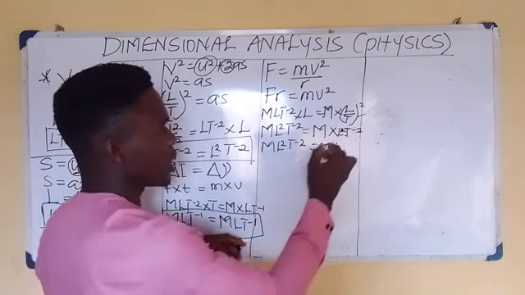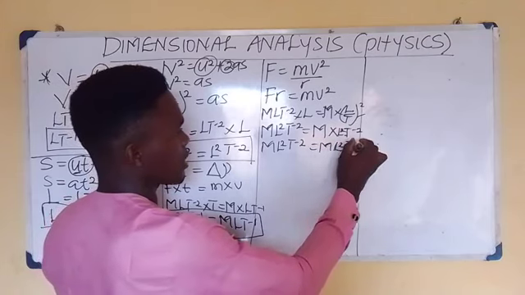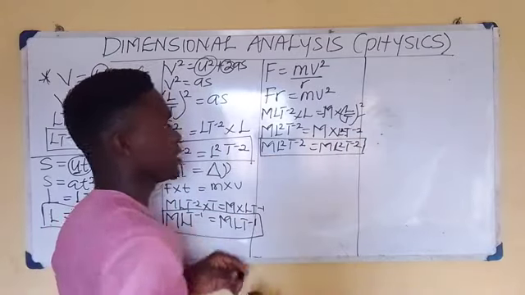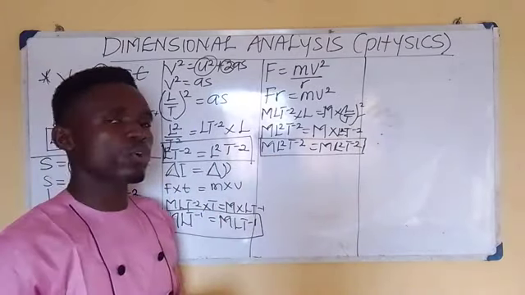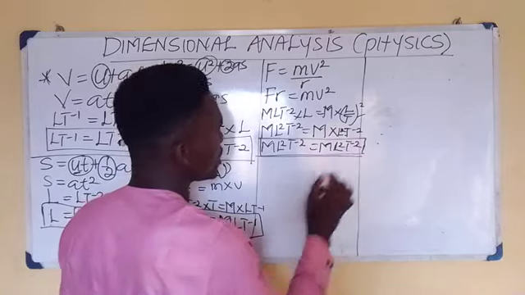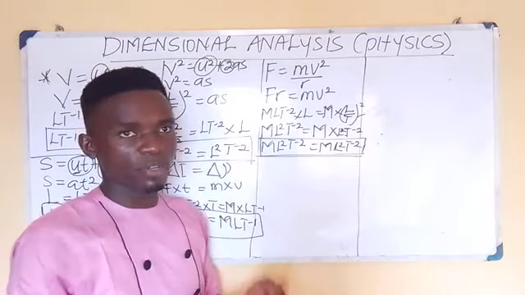That's L squared T minus 2. So whatever you have on the left, you must have the same on the right. So what I've just done is dimensionally correct. What about the relationship between linear velocity and angular velocity?